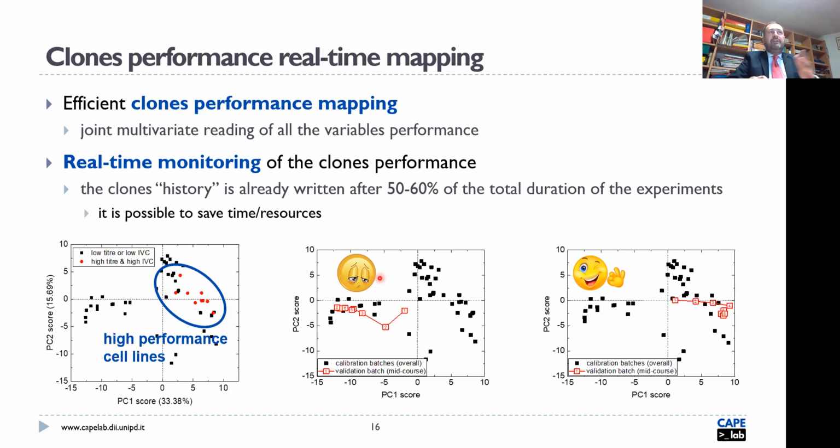Furthermore, we have another indication in this map, which is that while in the first 4 or 5 time points there is a progression of the status of the cells, in the last time points the status of the cell remains steady, meaning that the clone's history is already written after approximately 50–60% of the total duration of the experiment. So in 1 week. And this is the reason why we could cut the experiment and save time and resources.